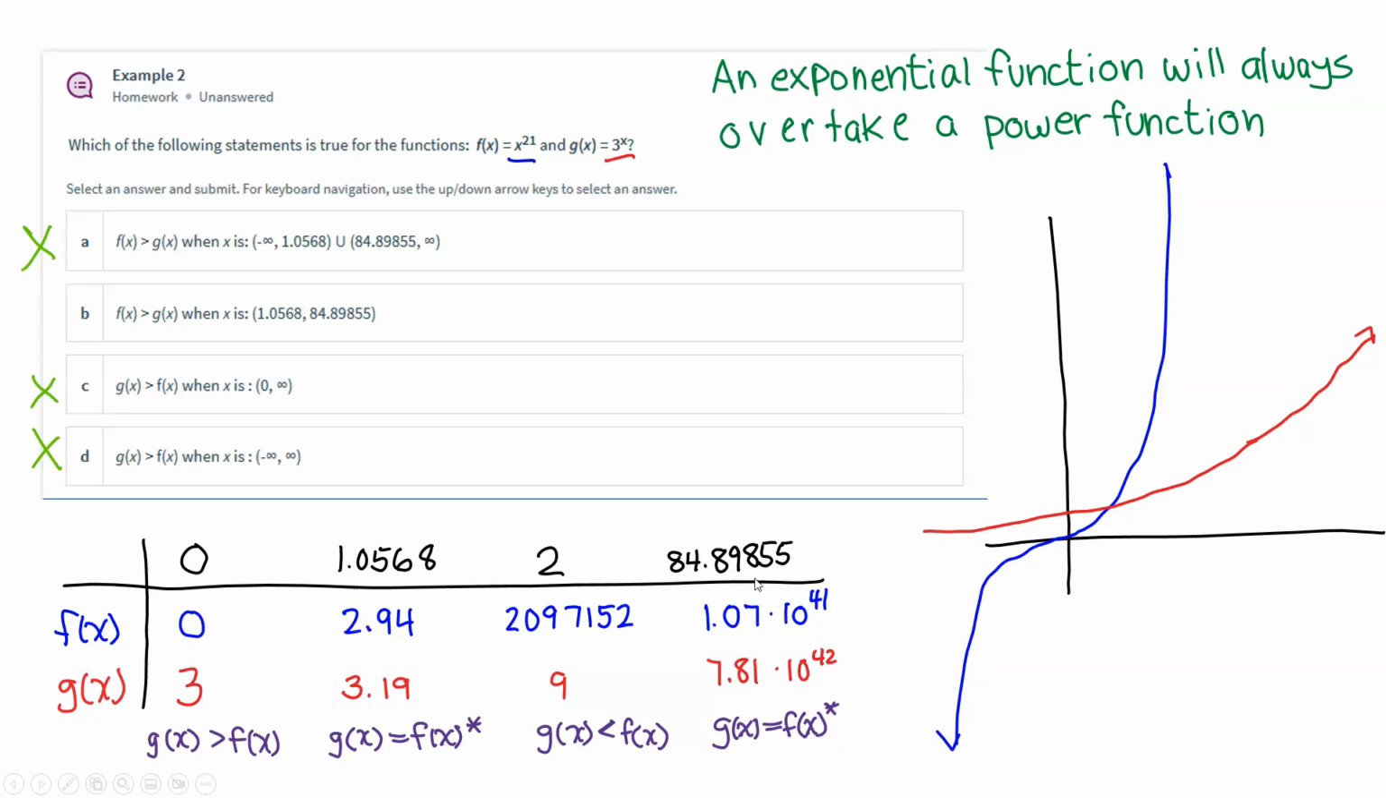However, if you would go another point out, like maybe at 85 exactly, this would again be a situation that is going to be greater than this. So this will eventually be bigger again. And so that's this statement here, that f of x will be greater than g of x between these two values approximately. And so that is the end of this problem in this example.